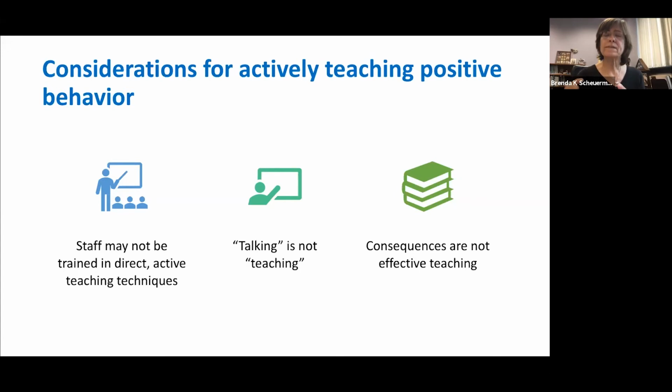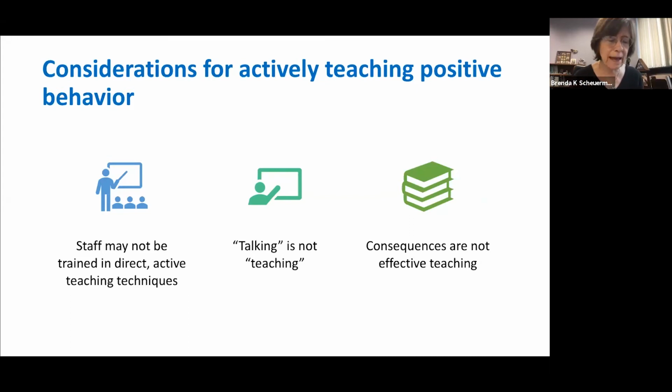So after we establish our expectations, we have to have plans for teaching those expectations. That's another responsibility of the PBIS leadership team. In alternative facilities, and especially in juvenile justice programs, day-to-day staff may not be trained in active, direct teaching techniques. We have to teach the staff that talking is not teaching. And there's a lot of talking to kids about their behavior, but there's less active teaching.